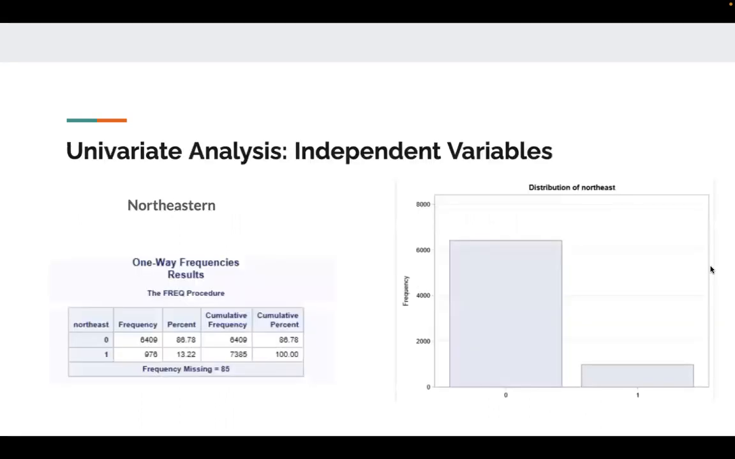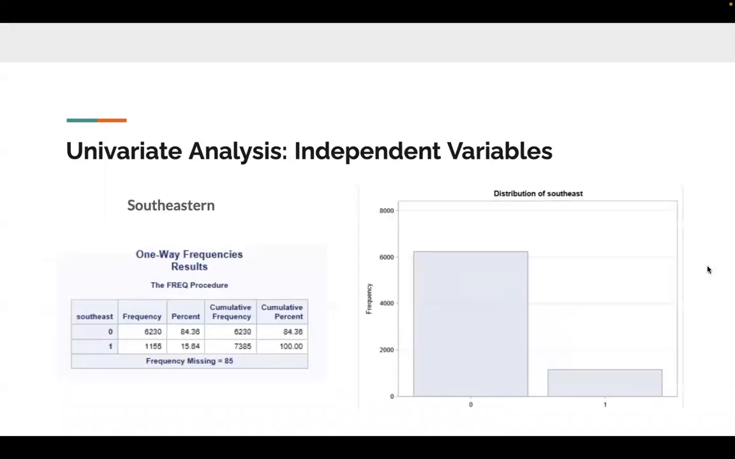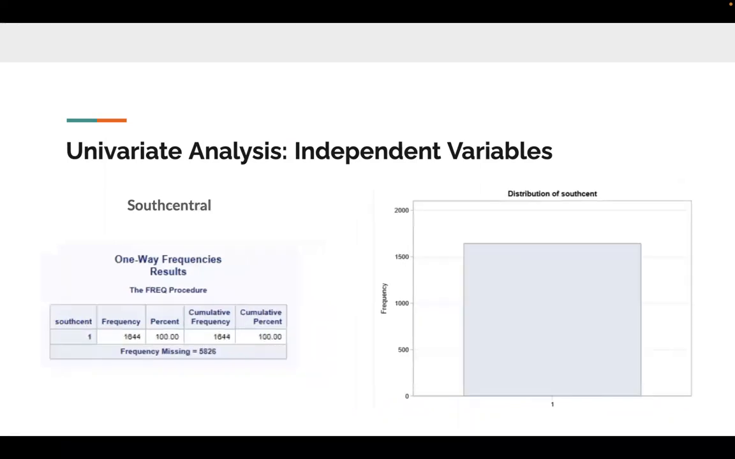So starting out with our univariate analysis for our independent variables. First we have our Northeastern region. As visible by the data set, there's 13.22% of hospitals that were located in this region, which gives you a total of 976 hospitals in this region. For Southeastern, there are 15.64% of hospitals in this location. That's 1,155 hospitals.